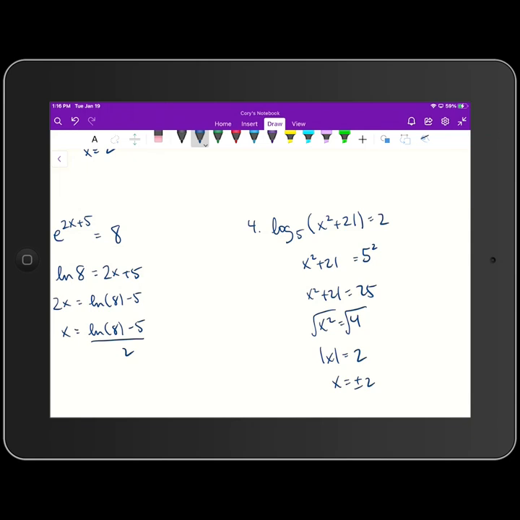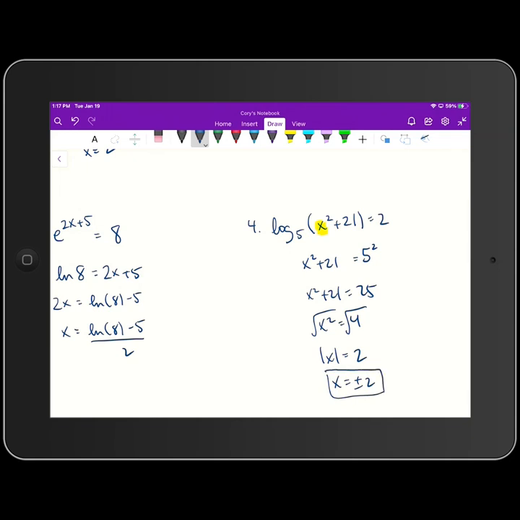Do we use both solutions? The answer is it depends. When I plug those numbers in the place of x here, the argument of that log function has to be positive. If it is not, then I cannot use that solution as a solution to my equation. So when I plug 2 in, 2 squared is 4 plus 21, that's positive. So that solution works. When I plug negative 2 in, negative 2 squared is 4 plus 21, that's positive also. That solution works as well. So both of those solutions here are good.